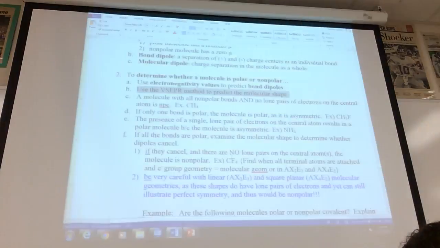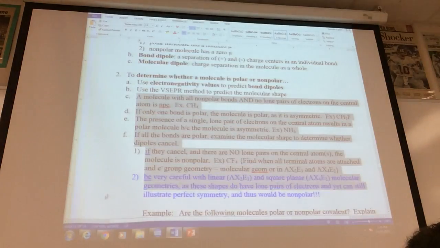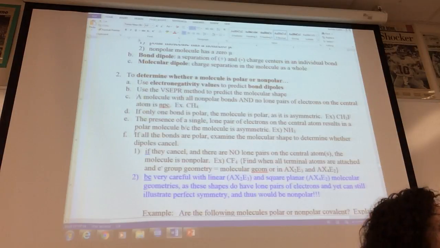So 2 things you want to consider. You want to consider whether the bonds have dipoles, and you want to look at the molecular shape. And we're going to look at several scenarios here. A lot of them you would have seen at the honors level. There's just one new piece here, and then we'll do a few examples.